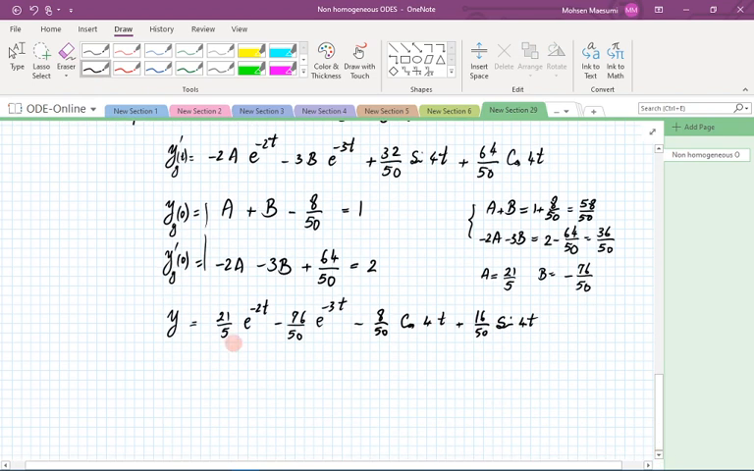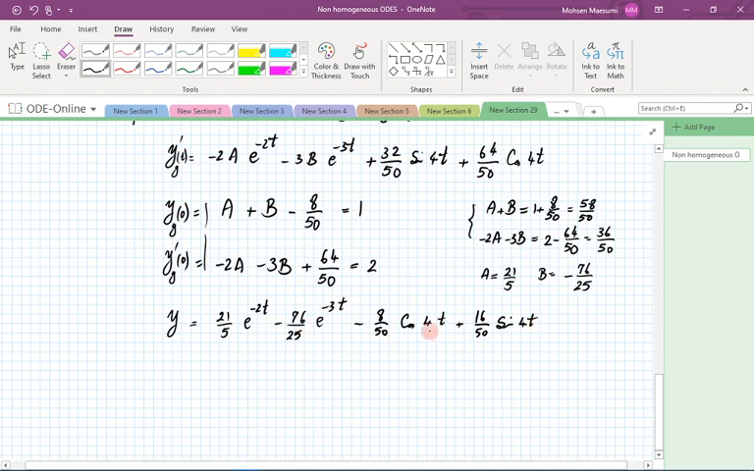Perhaps to make it cleaner, we can take a common denominator of 76. I think I have a typo here, 76/25, I believe. Sorry for that. So we get our solution. It's very common in this kind of equation. When you solve, you have some exponentials, and then you have your trig.